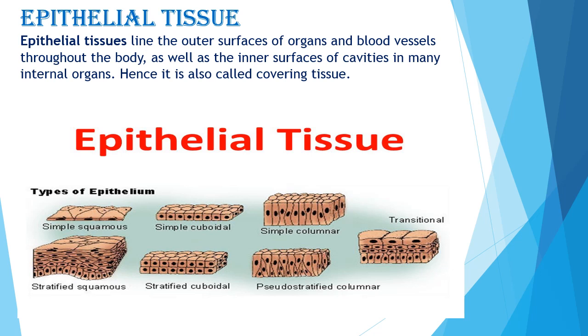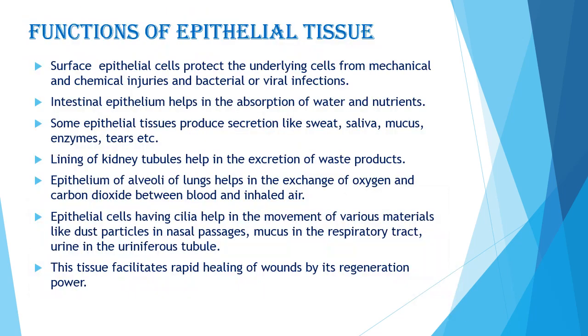Epithelial tissue may be simple, that is composed of a single layer of cells, or it may be stratified, that is made up of several layers of cells. In this chapter, we will study different types of epithelial tissues: simple squamous, simple cuboidal, simple columnar, transitional, stratified squamous, stratified cuboidal, pseudostratified columnar. But first let's study the functions of epithelial tissue.